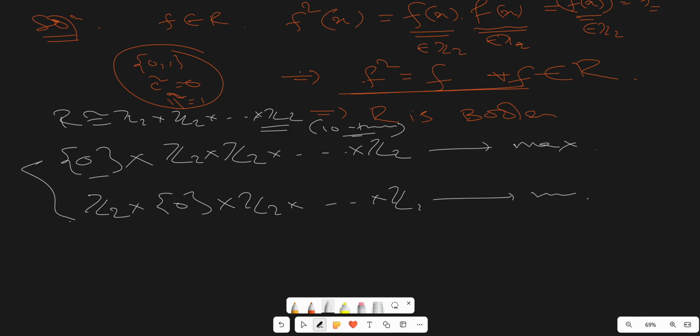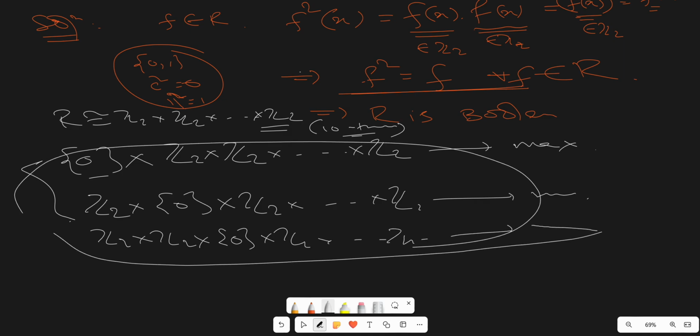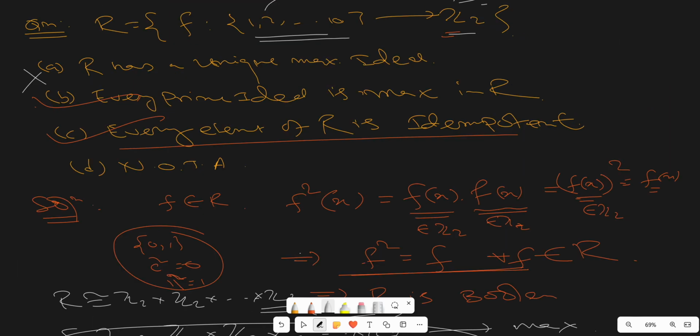So this ideal is maximal. Similarly, Z2 cross 0 cross Z2 cross dot dot dot 10 times is also a maximal ideal. So these maximal ideals are not unique. So this statement is false and this is also false. So these two statements are true. This is a quite easy question.